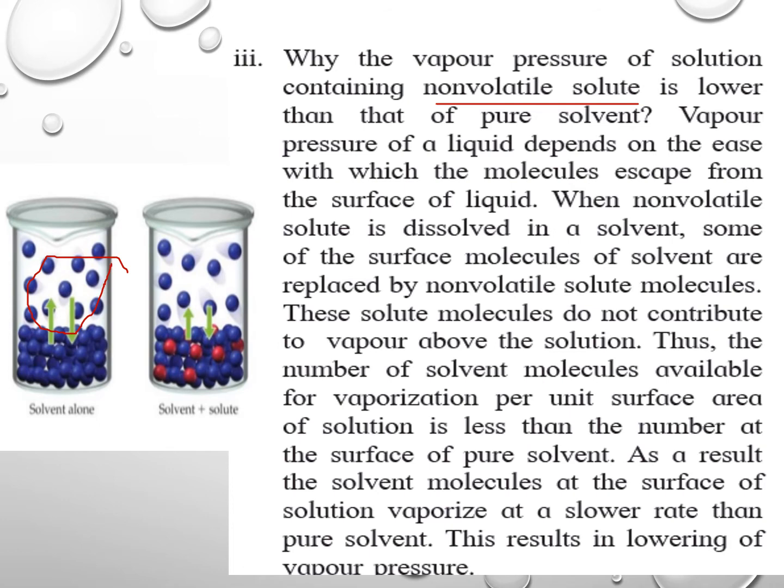This is for the pure solvent, but here again you can see when you have the solute mixed, the amount of vapors has decreased. So when the non-volatile solute is dissolved in a solvent, some of the surface molecules of the solvent are replaced by the non-volatile solute molecules, and these solute molecules do not contribute, very important here, to the vapor above the solution. Thus the number of solvent molecules available for vaporization becomes less. As a result, the solvent molecules at the surface of the solution vaporize at a slower rate than the pure solvent. So this results in the lowering of vapor pressure.